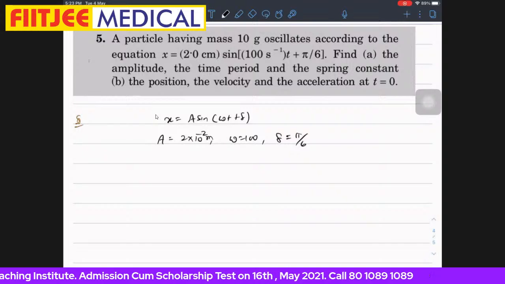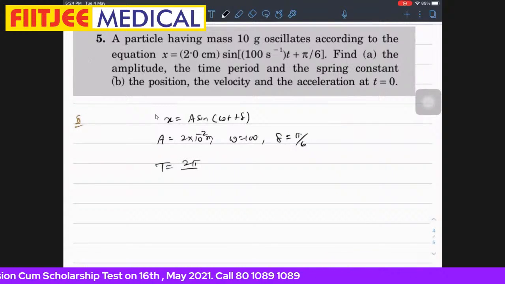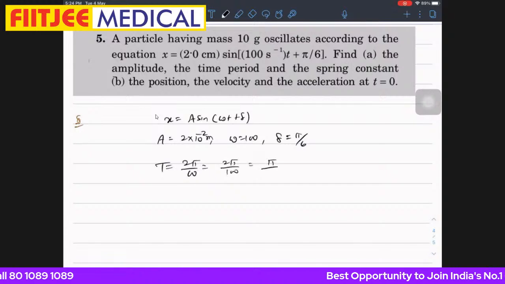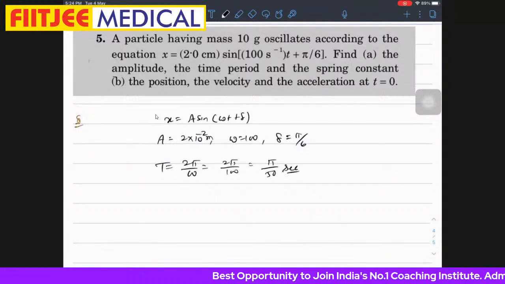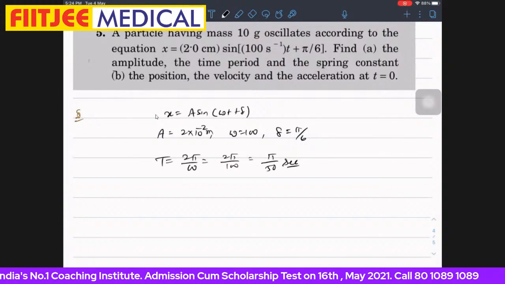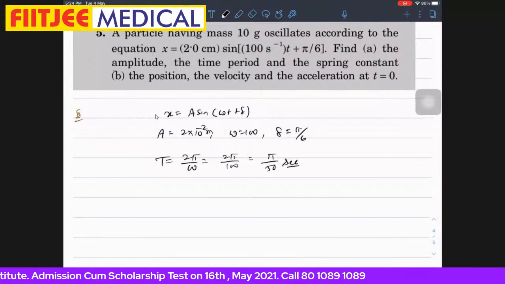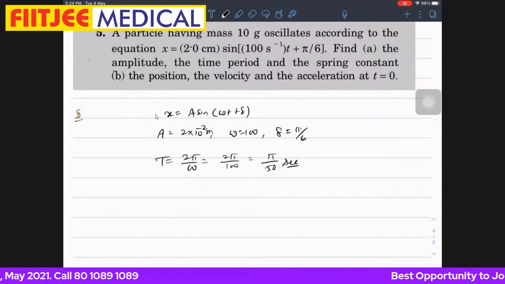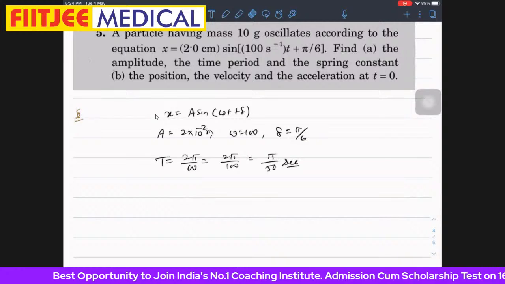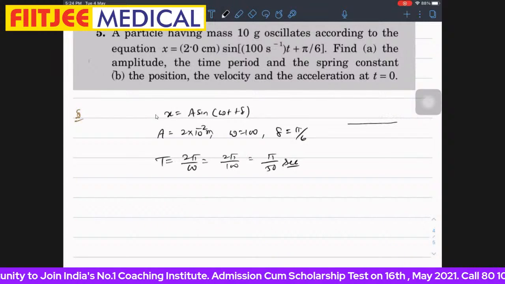They're asking to find the amplitude. So amplitude we got. Time period, how can we figure it out? Time period is equal to 2π/ω. So 2π/100, so π/50 second. Spring constant. Now see here, the position and the velocity. For spring constant we write k equals mω². So try to understand how we can write this equation. We know time period equals 2π/ω.